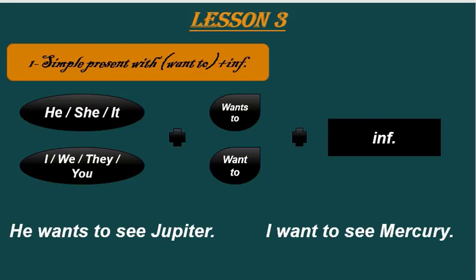He wants to see Jupiter. Here the subject is he, so we used wants. And the second example, I want to see Mercury. So the subject is I, so we use the verb want. Now let's go for the next part.